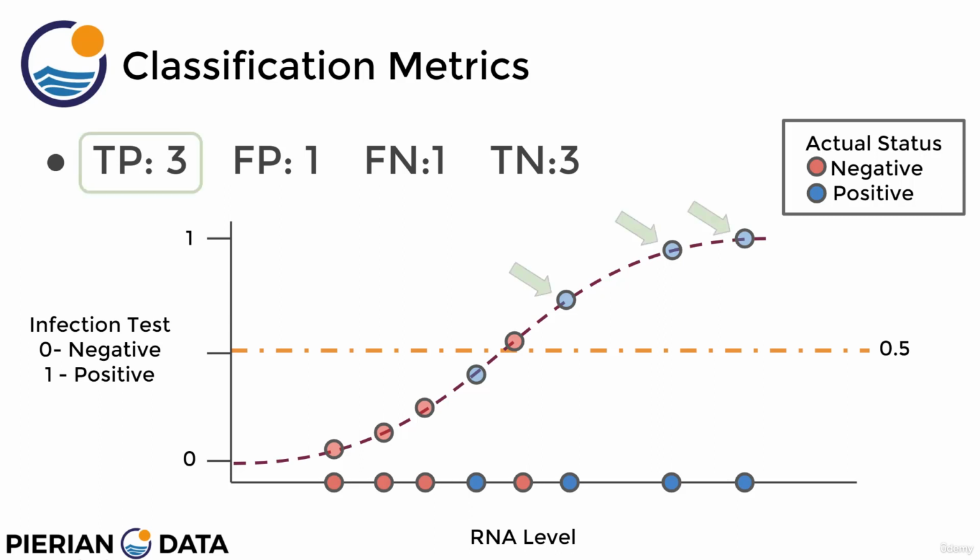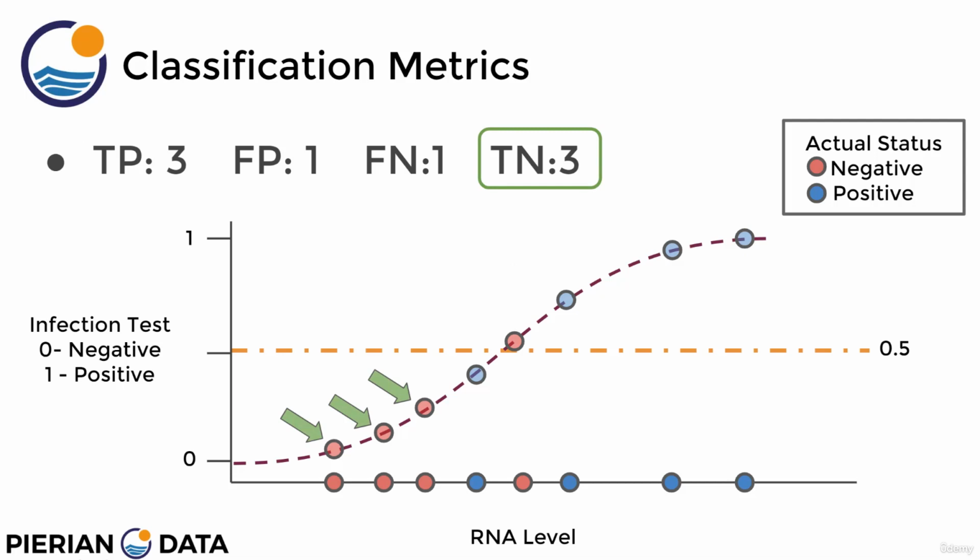Let's count these out. Here we can see the 3 blue points that happen to be above the threshold line of 0.5, which means for those 3 X values of RNA, we went ahead and mapped them as positive for being infected with the virus. And we know their actual status happened to be positive. That's essentially our Y known value. So those 3 points we got correct, so they're 3 true positives. Then let's take a look at the true negatives.